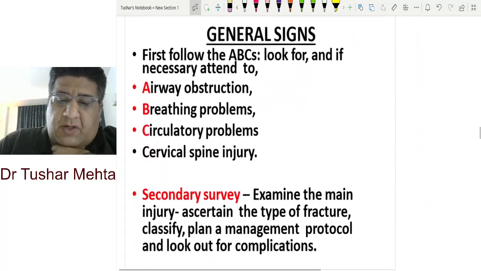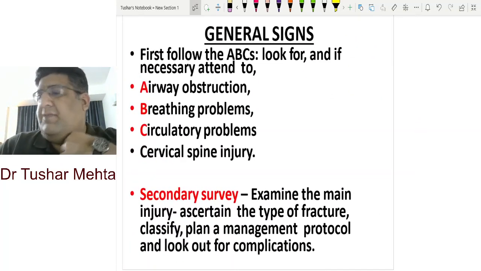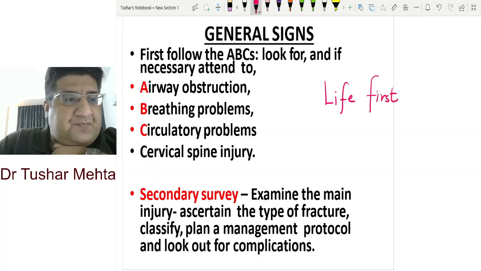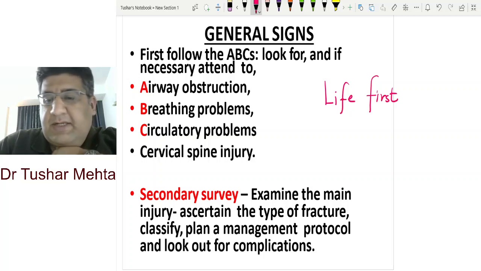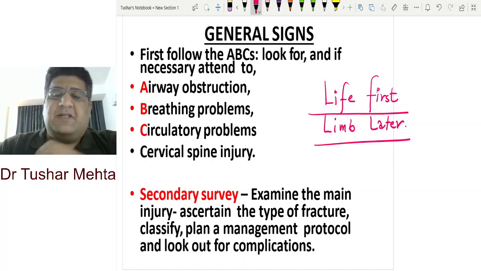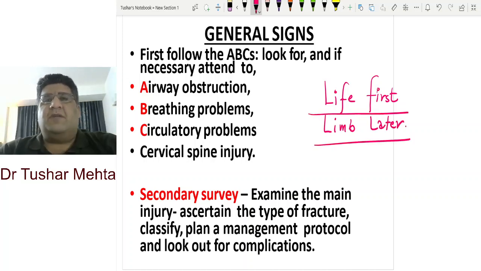Now, whenever you have a fracture, guys, please try to understand. My boss used to say a line, which I'm going to say for all of you. We were orthopedic residents, and in first year PG itself, my professor told me that, guys, life first, limb later. He said one very beautiful line, that life is the first priority, limb comes after that.